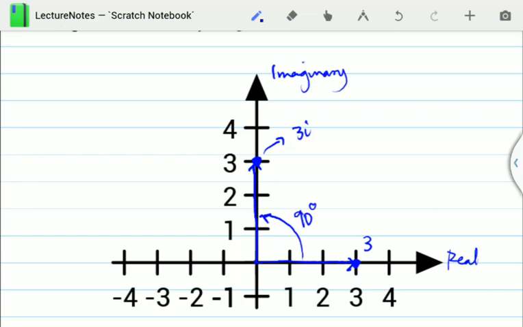And so geometrically, what it means to multiply a number by i is rotating it counterclockwise. So for example, if we take 3i and multiply it by i, according to our geometric interpretation, this whole arrow here will rotate counterclockwise 90 degrees.